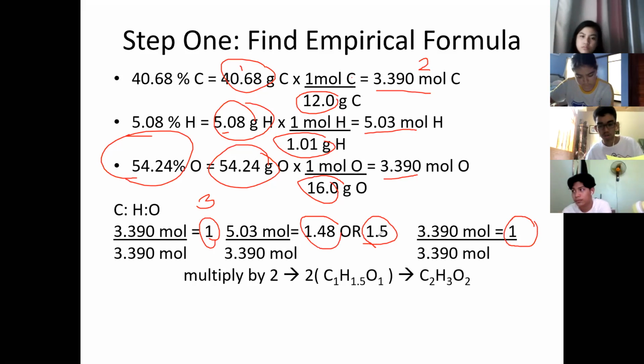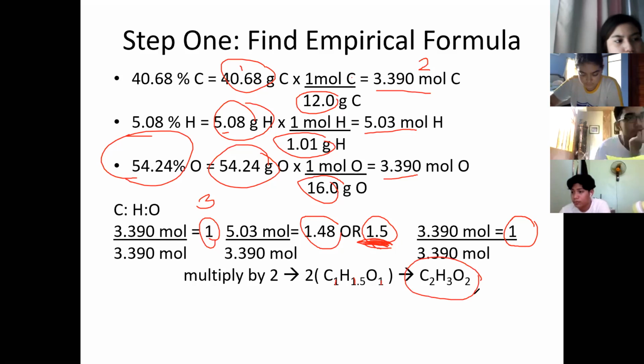Notice, class, that 1.5 is a decimal value, so we will make it into the lowest integral value possible by multiplying every value here by 2. So instead of saying C1, H1.5, and O1, multiply every value here by 2, so we can have C2H3O2, the empirical formula of your molecule with the elements C, H, and O. We have now the empirical formula.